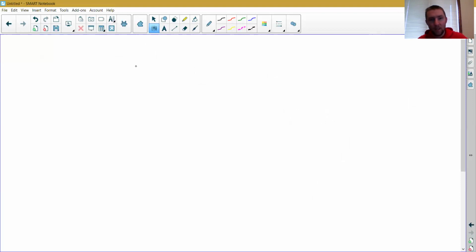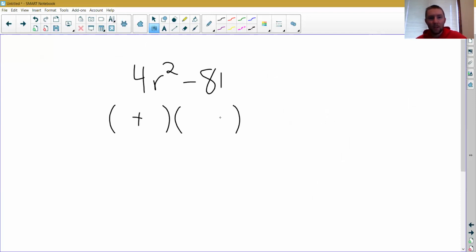One example was if we had something like this, like 4r squared minus 81. Okay, so this 4 and this 81 are both something squared and they're being minused. Okay, so this was an example. Remember, we called it the difference of 2 squares, and it allowed us to factor very quickly into 1 plus and 1 minus with the same thing.